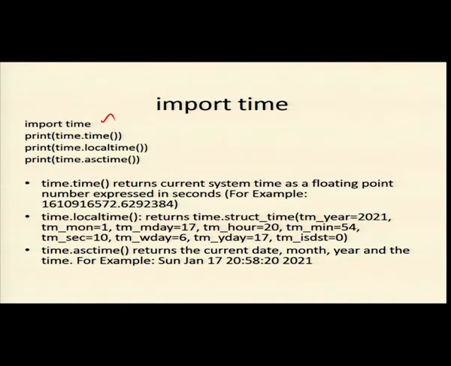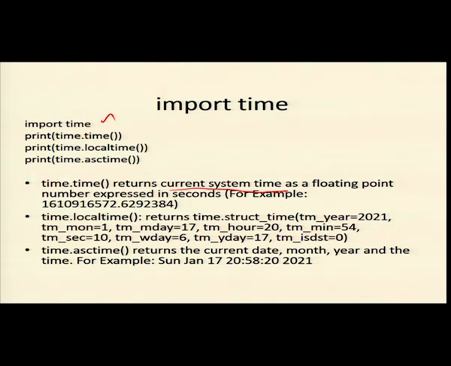Next, print time dot local time, print time dot ASCII time. This time dot time will return the current system time, but as a floating point number expressed in terms of seconds, which we will not be in a position to understand. It will be something like a timestamp. It will print something like 1610, and so on and so forth.